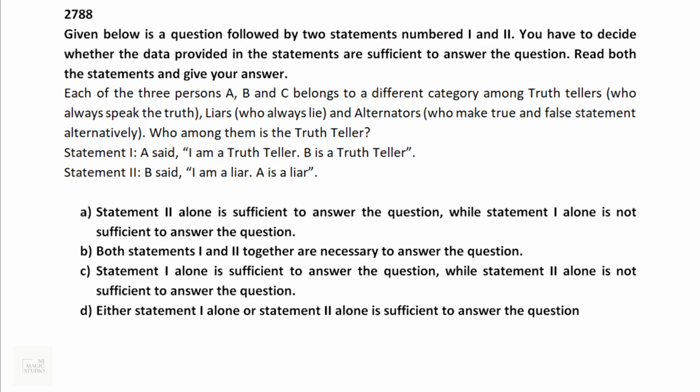Given below is a question followed by 2 statements, again a question from data sufficiency. Let's read the question. Each of the 3 persons A, B, C belongs to a different category among truth tellers who always speak the truth, or liars who always lie, and the third category is alternators who make true and false statements alternately. So out of these 3, one is a truth teller, one is a liar, and one is an alternator. Question is, who among them is the truth teller? We just need to identify who is the truth teller.